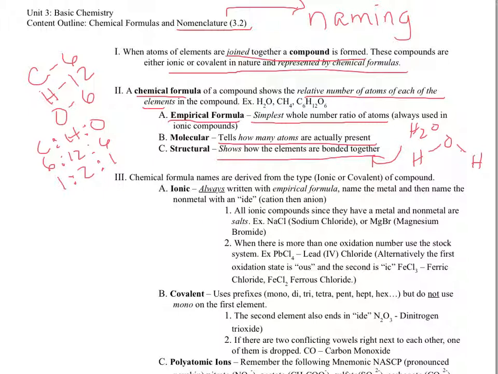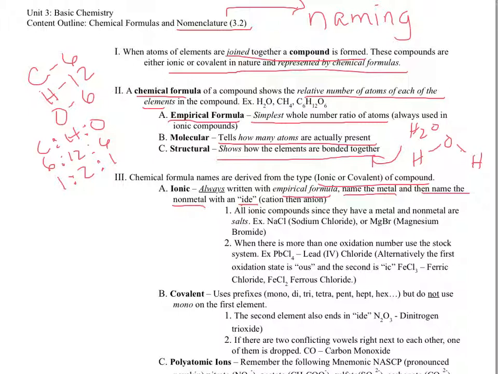The way we name things, there are 2 rules depending on whether it's an ionic bond or a covalent bond. If it's ionic, then we always use the empirical formula, the smallest whole number ratio. We name the metal first, and then we name the nonmetal. We change the ending of the nonmetal to IDE. So for example, all ionic compounds, since they have a metal and a nonmetal, are salts.